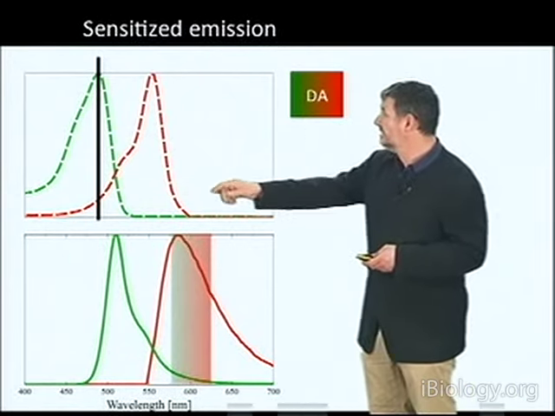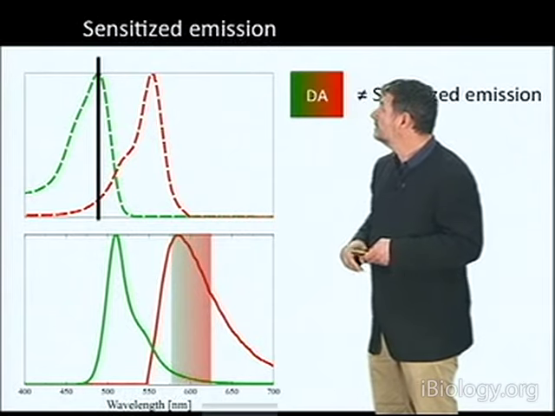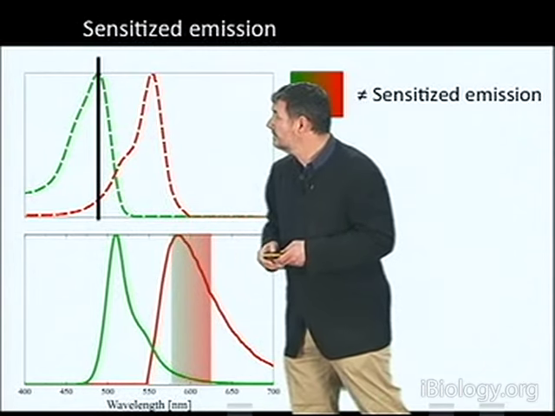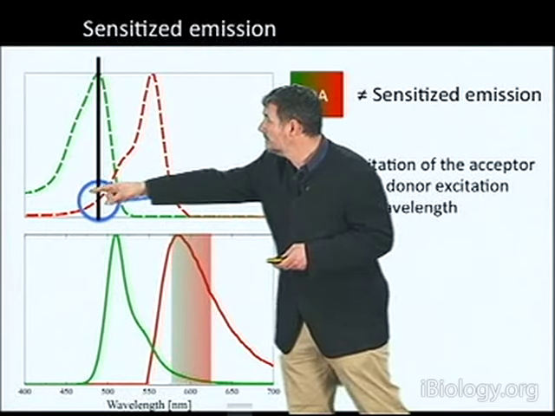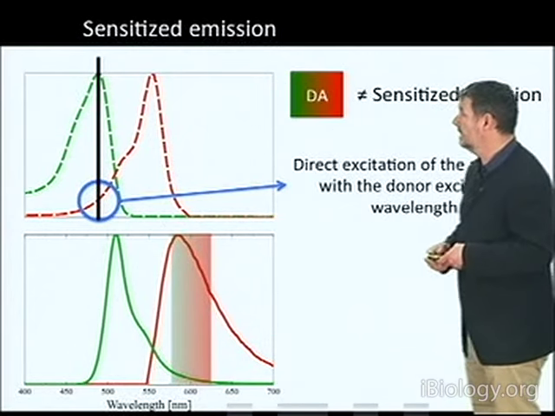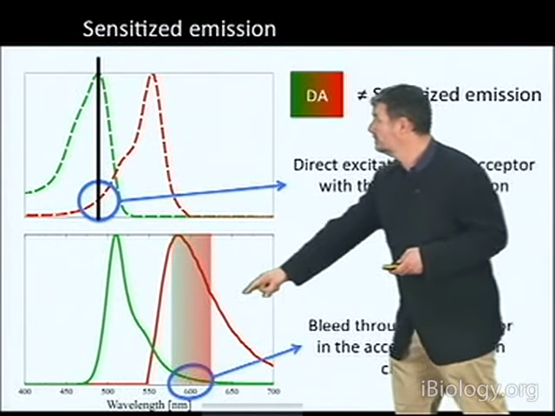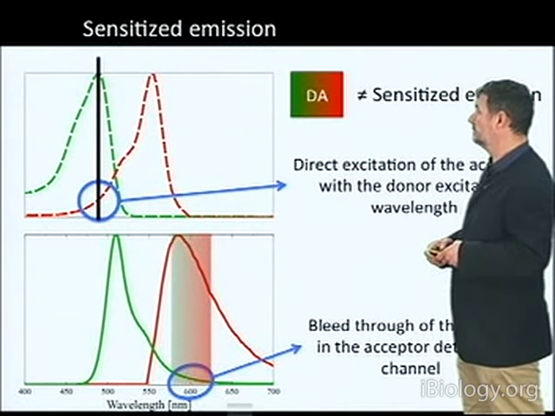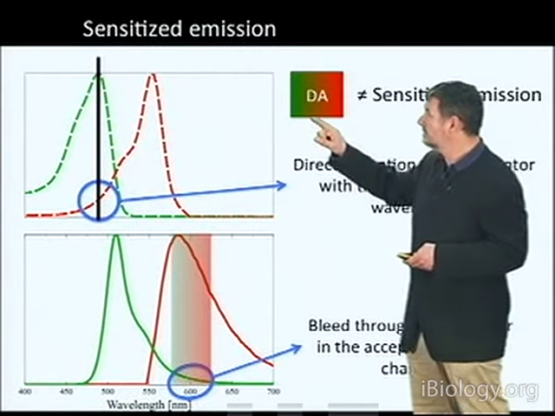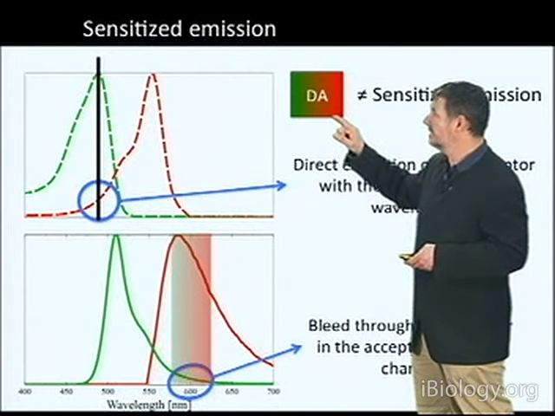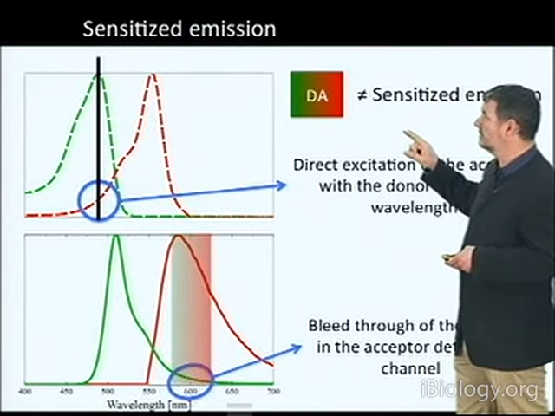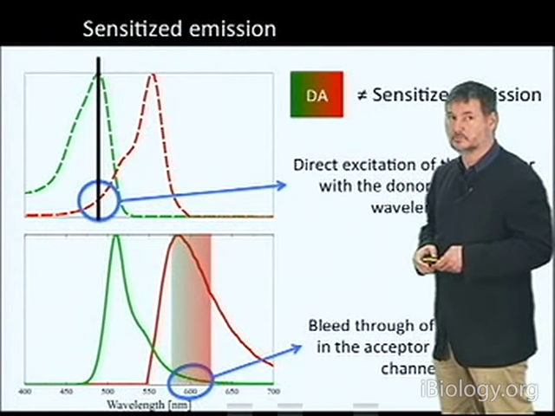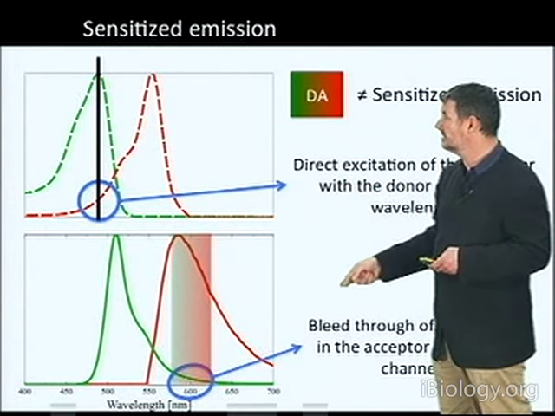The problem, of course, is that we're directly exciting the acceptor and we have bleed through of the donor in the acceptor channel. So the image where you excite the donor and you look at the acceptor doesn't equate to the sensitized emission. We have contamination from direct excitation and bleed through.